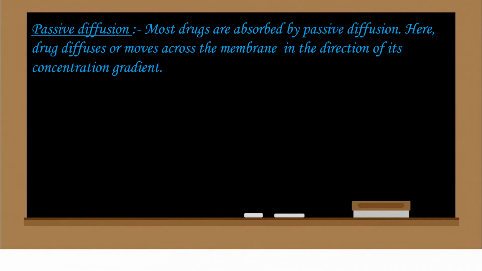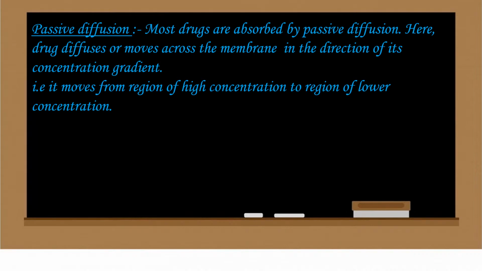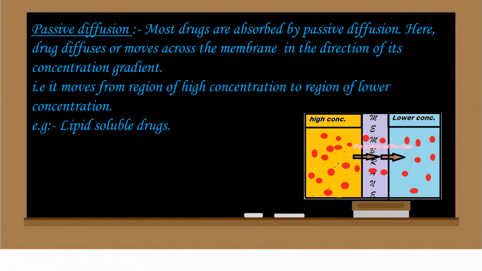Passive diffusion. Most drugs are absorbed by passive diffusion and no energy is needed in this kind of transport. Here, drug moves in the direction of its concentration gradient, that is, it moves from a region of high concentration to a region of lower concentration. Lipid-soluble drugs move by passive diffusion. The figure shows the movement of drug from a region of high concentration to lower concentration through the membrane.